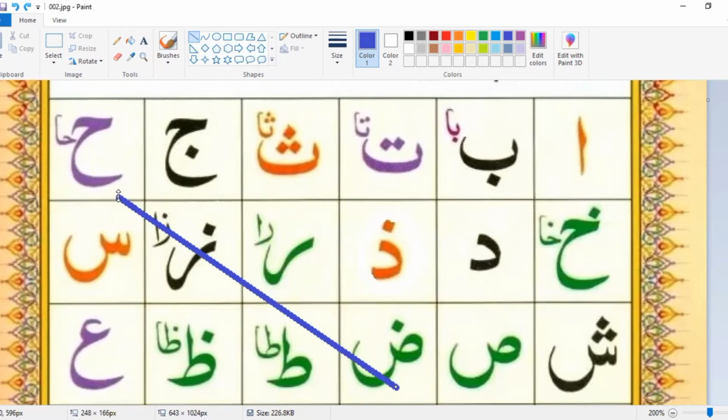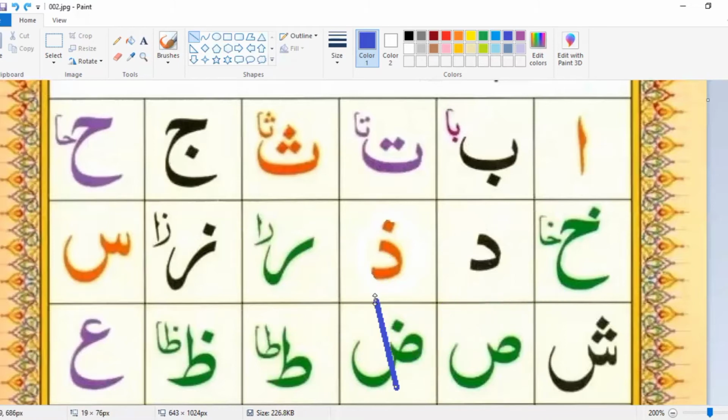Ha. Ha is a letter which is coming from the middle of your throat, and there is a stress in this letter. Ha, ha. Sound should be very clear. Kha, kha is a bold letter, as I told you in the previous lesson that green color is for bold letters. So keep in your mind, green color is for bold letters.